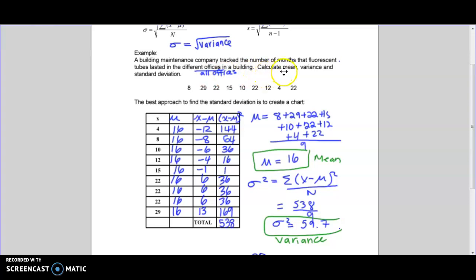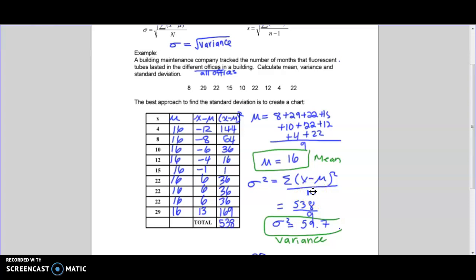We're asked to calculate the mean, variance, and standard deviation. Because our data is for all of the offices, that means we're dealing with the population. Because we're dealing with the population, for mean, we're going to use mu. For variance, we're going to use sigma squared, and you'll notice down here where my cursor is, we're going to use the formula that has the n in the denominator, not n minus 1.